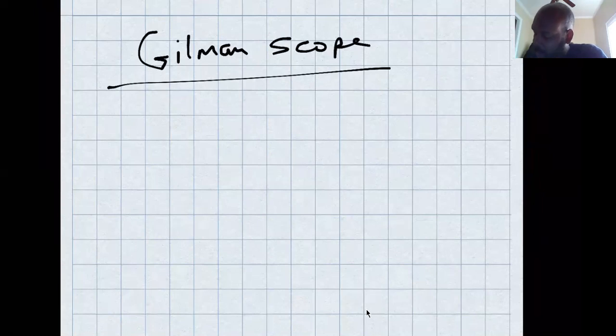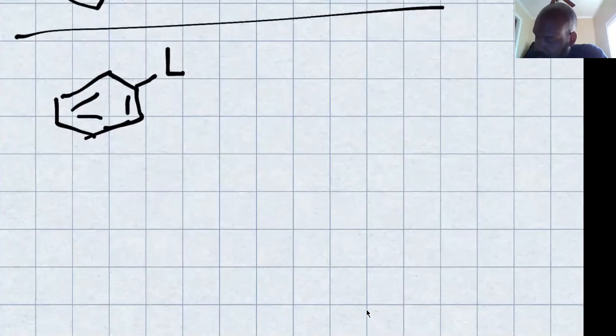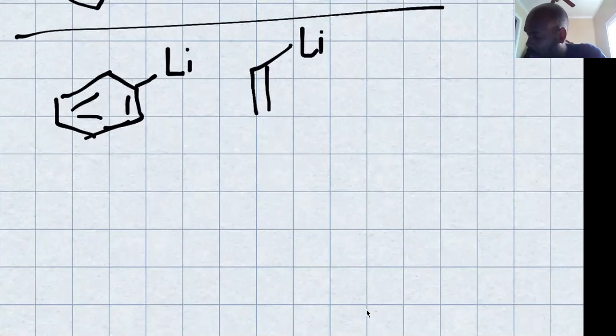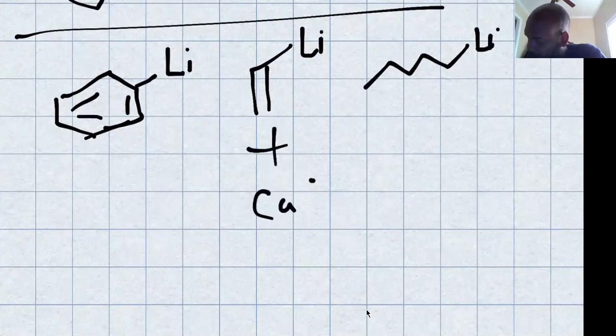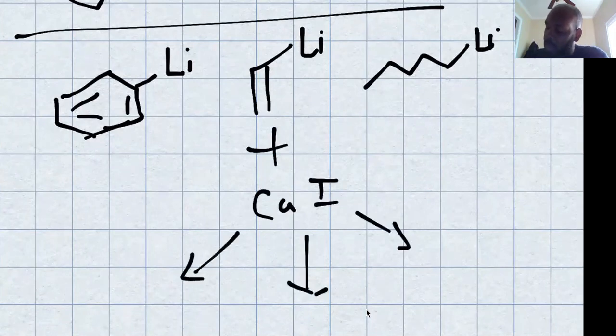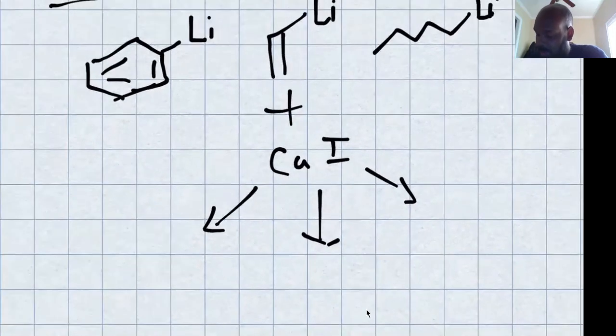Right, so the scope of that Gilman reaction: your organolithium can be anything, right, to make it. It can be an aryllithium, it can be a vinyl lithium, or it can be an alkyl lithium. Any one of those plus copper iodide is going to give you a Gilman reagent, right? And of course, it's got to be 2 moles.